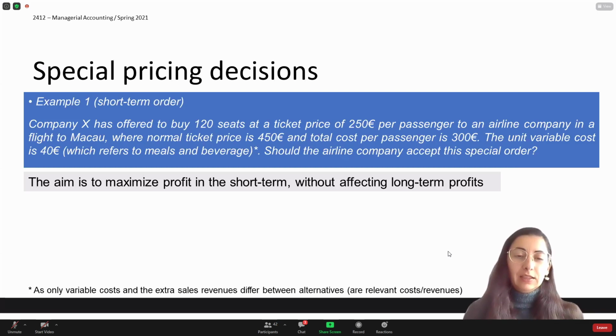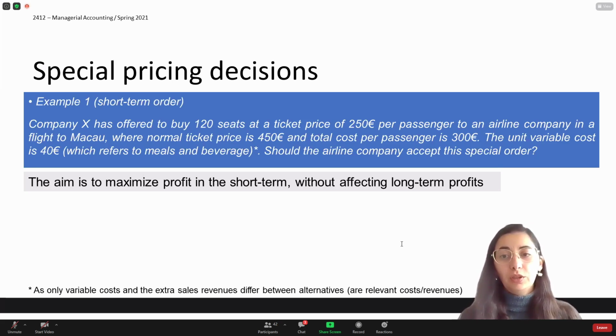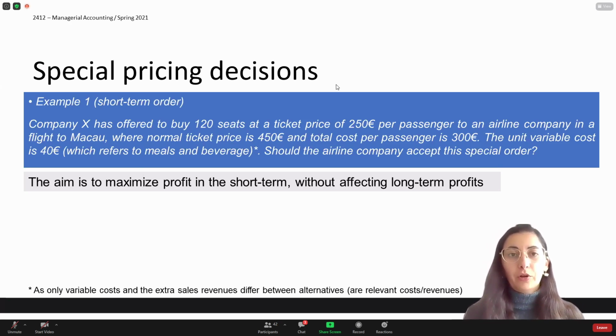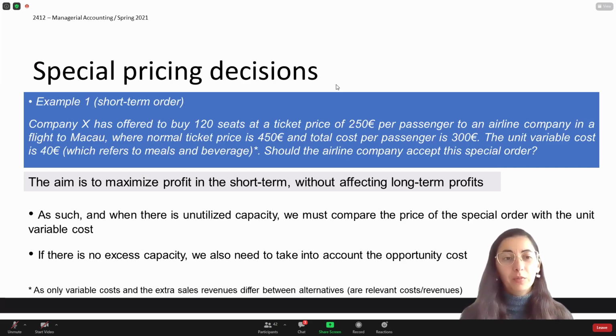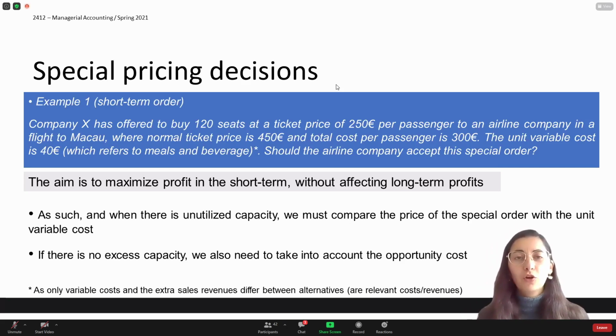If they do not have excess capacity, they would have to consider the opportunity cost, which would be not selling the tickets at 450. Obviously that would not be a good option. So if we have excess capacity, we must compare the price with the variable costs. If there is no excess capacity, we also have to take into account the opportunity cost of not selling the tickets at the market price of 450.